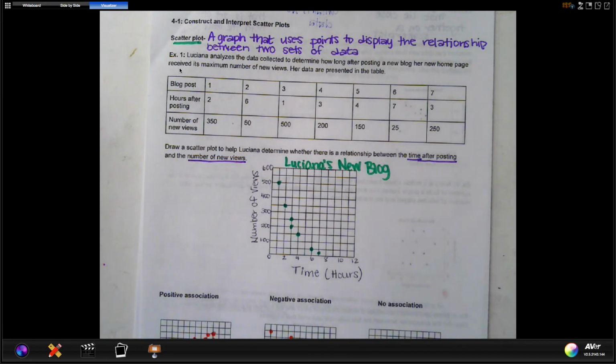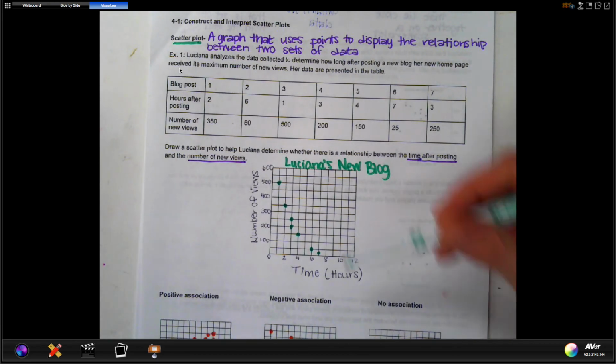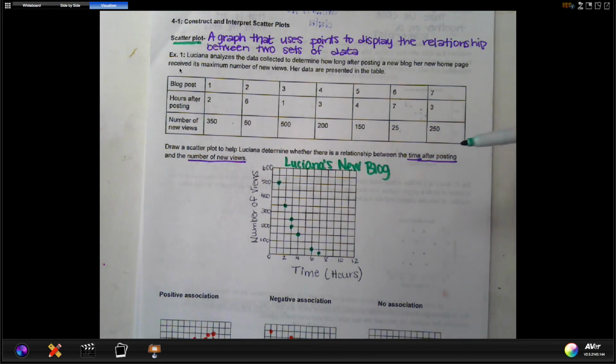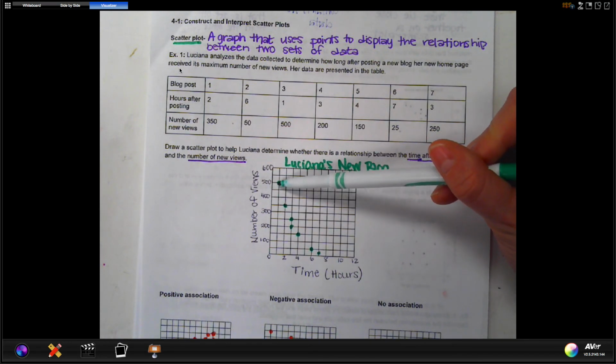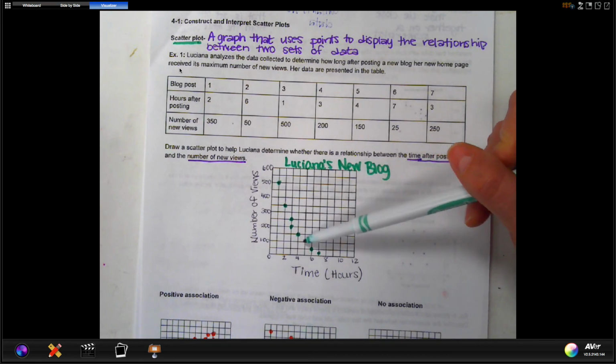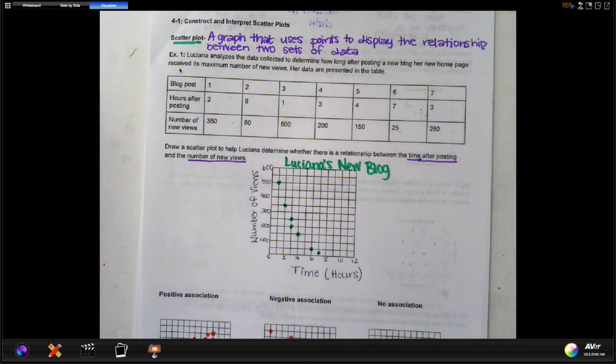So why do we do this? We do this eventually to make predictions about what's going to happen. In this case, she wanted to determine how long after posting her new blog her homepage had the maximum number of views. And if you look here, according to this, it's very clear her maximum number of views was right away, 500, 1 hour after. And it steadily goes down, which brings us to the next part.